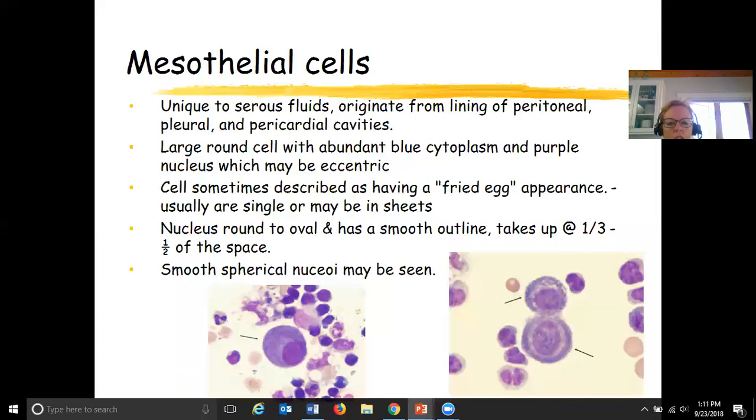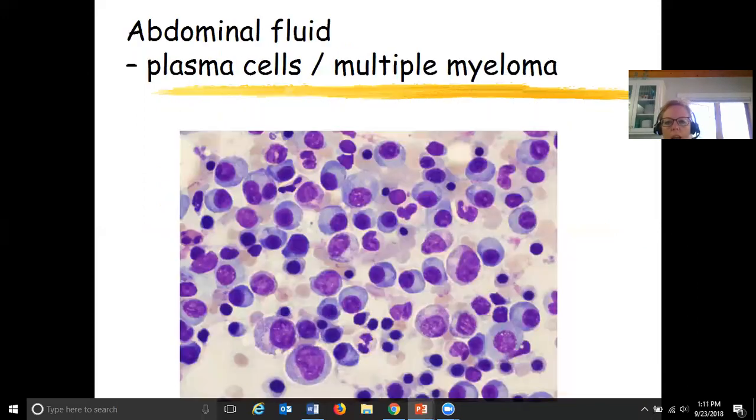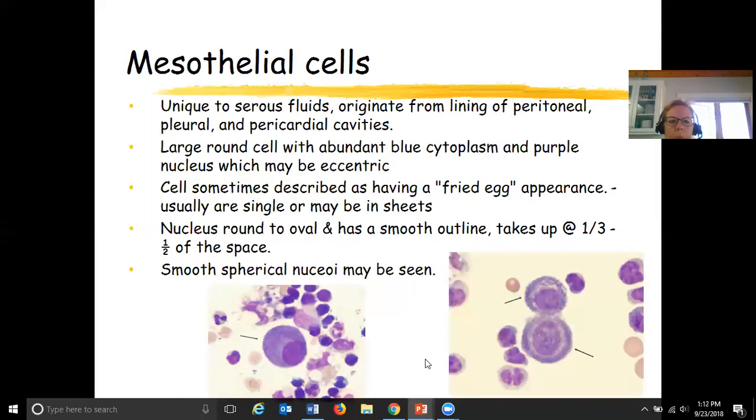Mesothelial cells are unique to serous fluids. They originate from the lining of the body cavities. So here's another plasma cell. These are mesothelial cells, so there's a mix in here. They're a large, very round cell with lots of cytoplasm, and the nucleus may be off to one side. They kind of have a fried egg appearance.